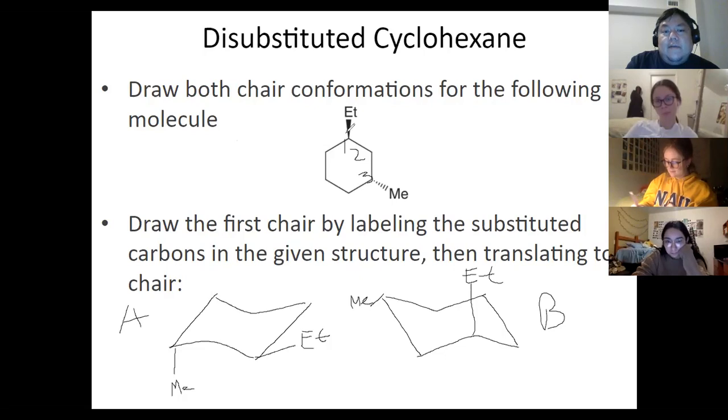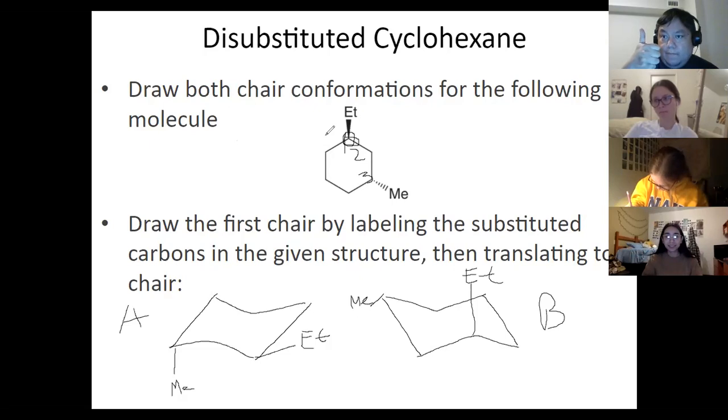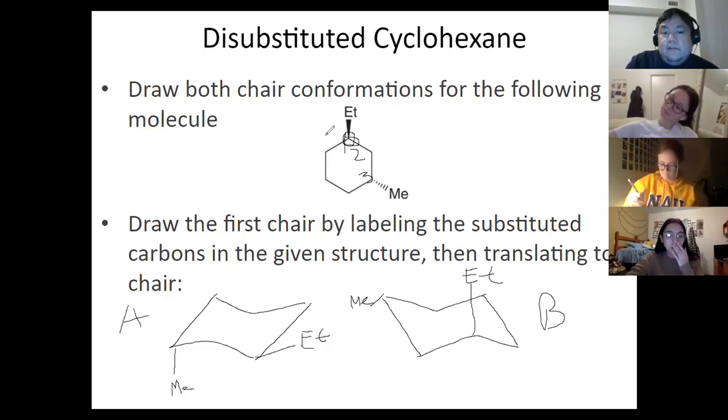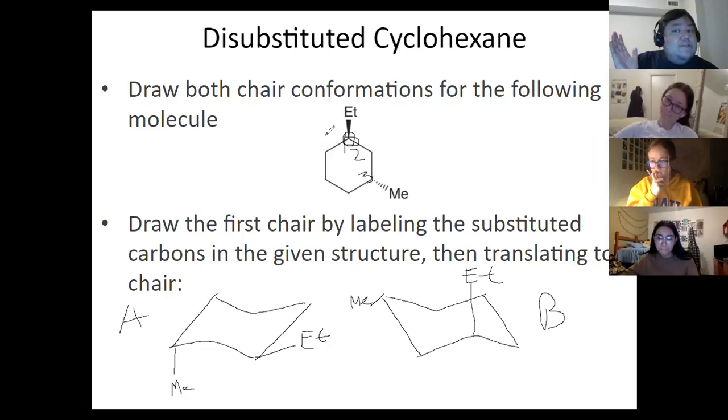Okay. So Matthew, what is happening here with this? What does that tell me? Does this right here tell me if it's axial or equatorial, the wedge? It's telling you that it's coming out of the page. It tells you it's coming out of the page, which means that when I draw my ring, it's going up, right? So does it matter if I draw it up axial or up equatorial the first time? Nope, it doesn't matter when I first draw it, because remember, this is why I say be consistent.